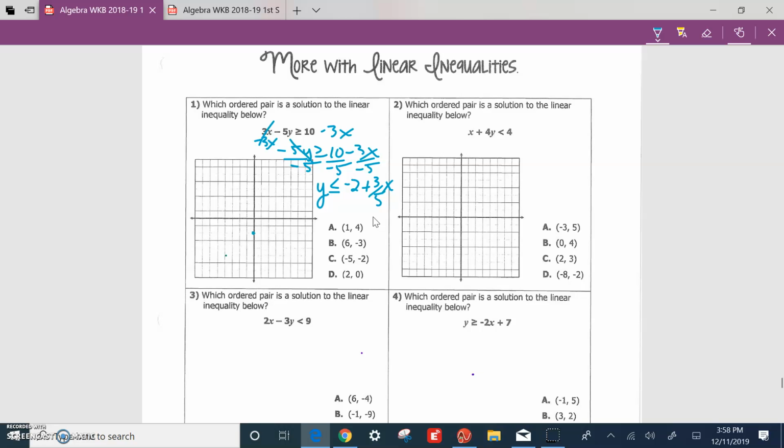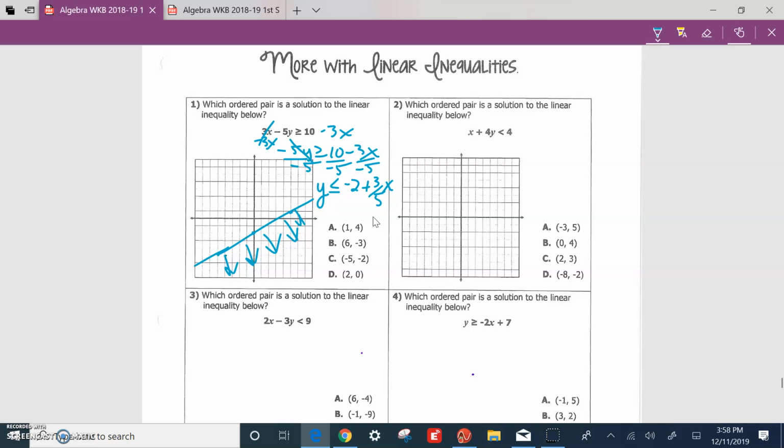Plot your point. Negative 2, up 3 over 5. 1, 2, 3, 4, 5. Don't have enough room to the right, so we're going to go to the left. 1, 2, 3, 1, 2, 3, 4, 5. It is a solid line, and we should shade below because it is a less than.